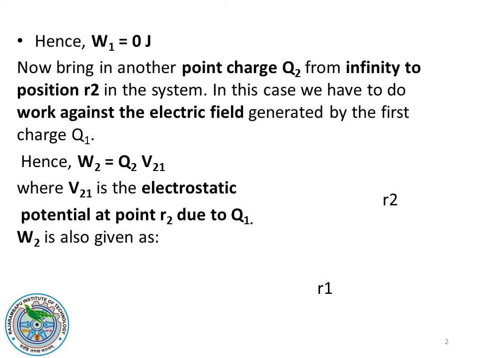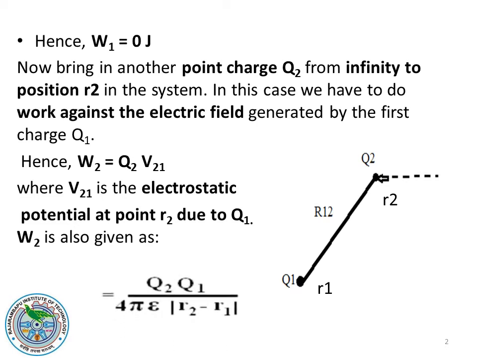Now bring another point charge Q2 from infinity to position R2 in the system. The diagram is as shown. In this case, we have to do work against the electric field generated by the first charge Q1. Hence, W2 is equal to Q2 into V21, where V21 is the electrostatic potential at point R2 due to Q1. Therefore, work done W2 is equal to Q2 Q1 divided by 4 pi epsilon |R2 minus R1|.